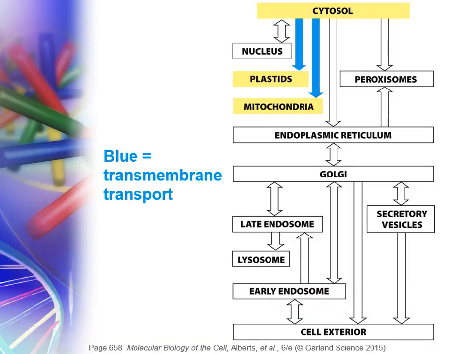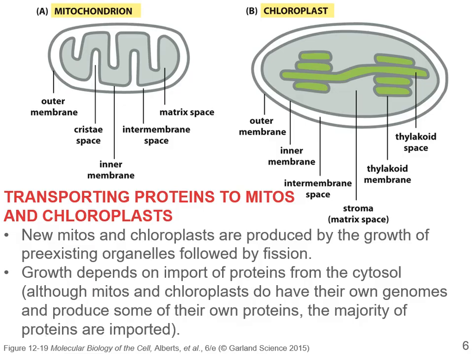Right now, our focus is mitochondria. We won't talk about plastids because plants are beyond the scope of this course for the most part, but know that they are similar. So transmembrane transport, illustrated as a blue arrow, occurs in one direction from the cytosol to either the plastid or the mitochondrion, but not in the reverse direction. Here we show a mitochondrion and a chloroplast, and again I want to focus on the mitochondrion.